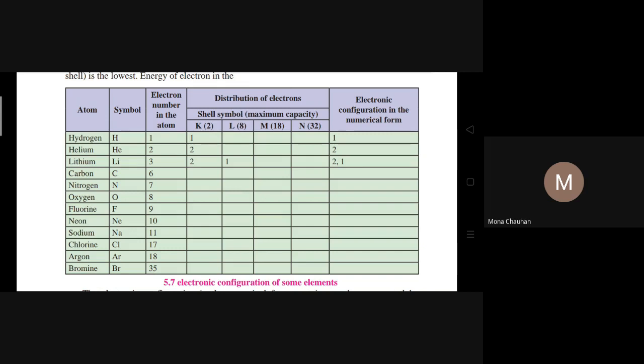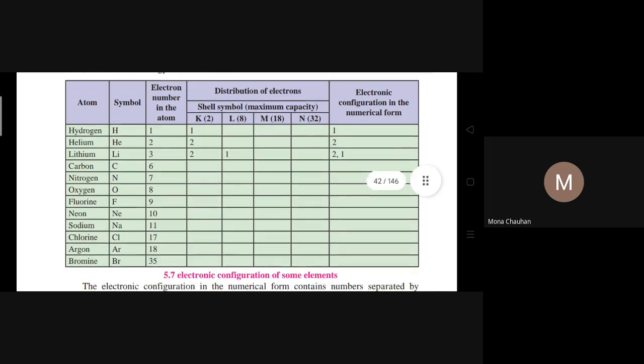But lithium contains 3 electrons. The K shell has the capacity to hold only 2 electrons. So what about that one electron? That one electron which is left behind from the number 3 will jump into the L orbit. Okay, like that. Carbon has 6, so 2 will go inside K and 4 will go in L. Nitrogen has 7. K will contain 2 and 5 will go inside the L orbit, L shell.